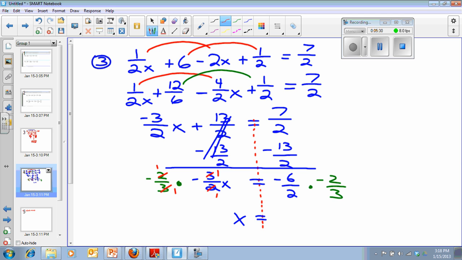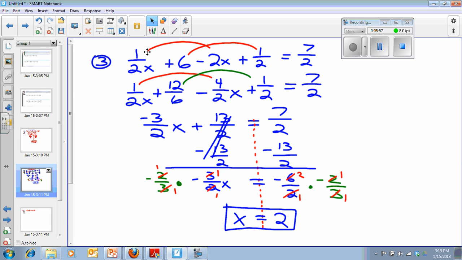Let's just do some multiplication over here. Negative times negative is going to be a positive. I really don't need that equal sign here. Let's just bring it down. 2 goes into 2 once, 3 goes into 3 once, 3 goes into 6 2 times. And so when I multiply the top, I have a positive 2 times a positive 1 over 1. So x equals 2.